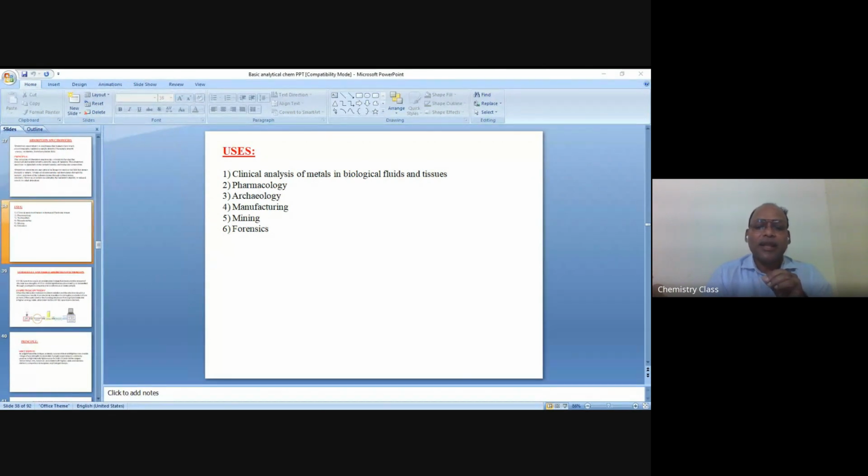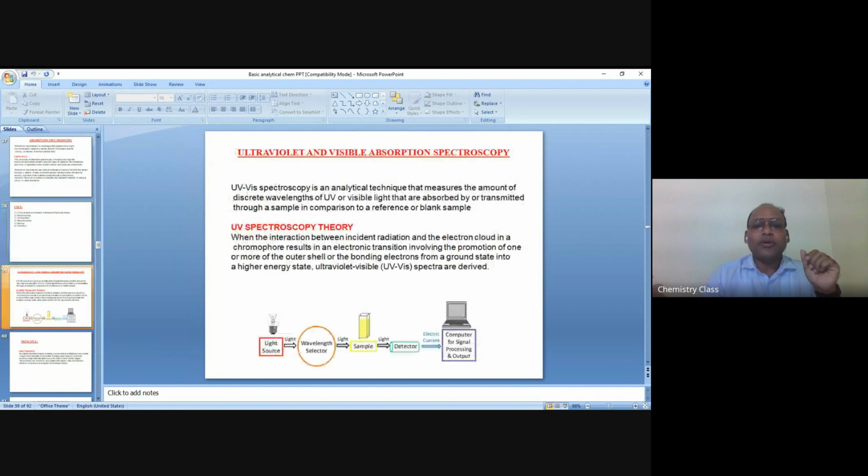Okay, next. Now we go to ultraviolet and visible absorption spectroscopy. This is another type of spectroscopy, as I told you, there are lots of types of spectroscopic systems. So, UV and visible absorption spectroscopy. What is this actually? You know that UV and visible rays are defined by wavelength. On the basis of wavelength, if you look at the structure pattern, every region has its own range.